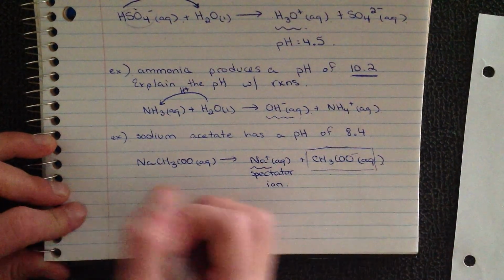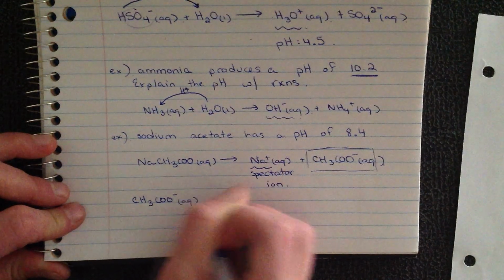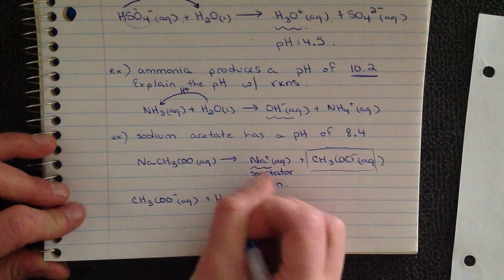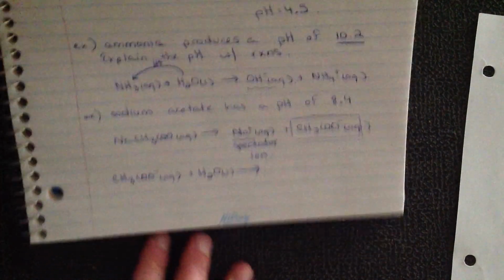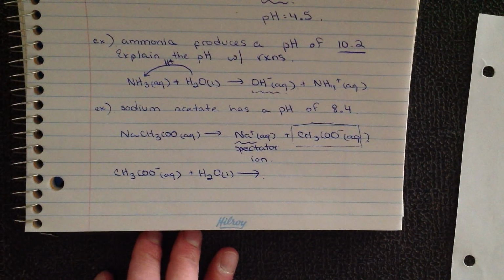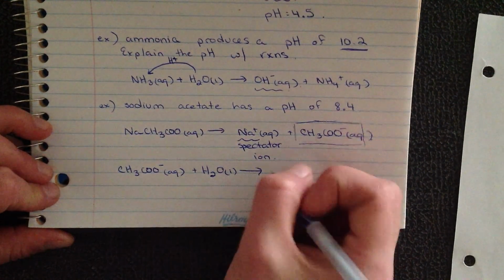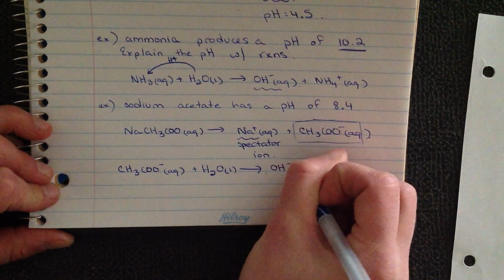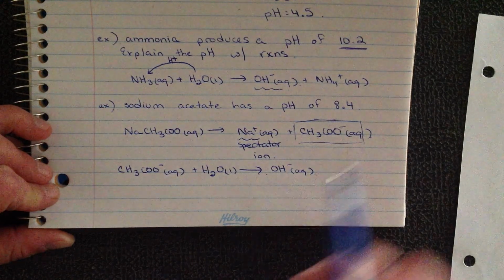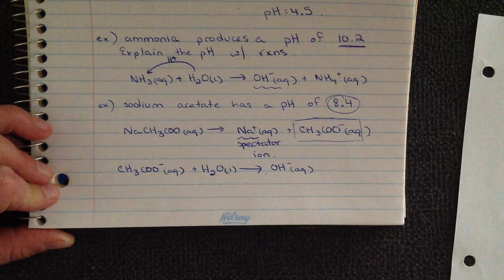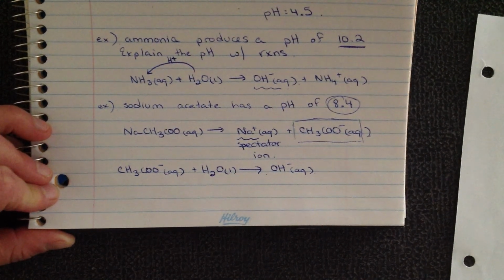So now, the second part: how are we going to show why this is a pH of 8.4? This acetate is going to further react with the water environment. What are we looking to produce on the right-hand side? Should it be a hydronium or a hydroxide? A hydroxide. So you look at the pH level, assess if it's an acid or a base, and then you manipulate it so that whatever has to happen happens.